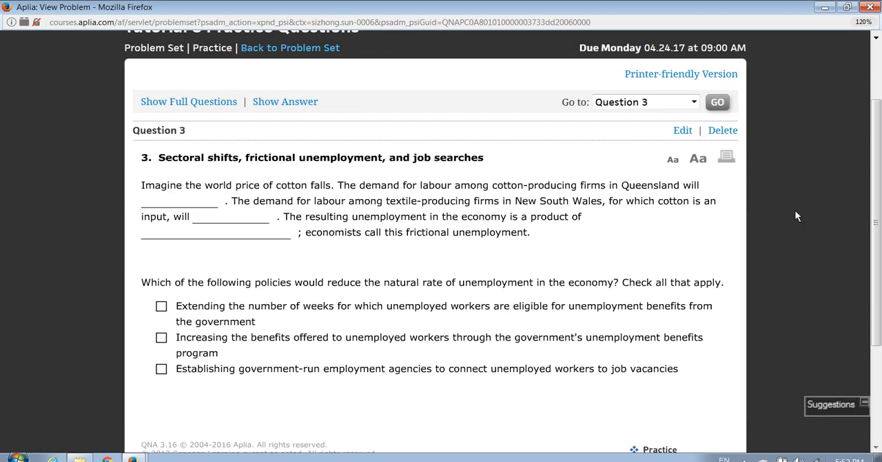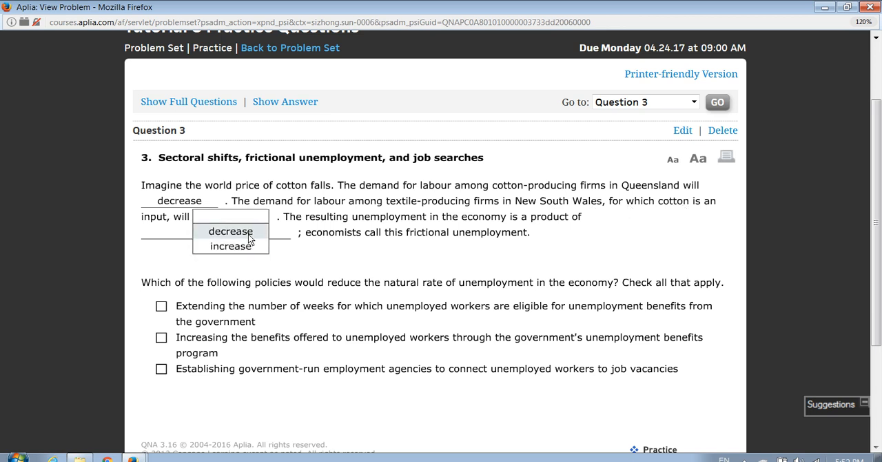Sectoral shift, frictional unemployment and job searches. Imagine the world price of cotton falls. Demand for labor among cotton producing firms in Queensland will decrease. So now the cotton price falls, so the supply of cotton will fall, so firms will hire fewer laborers. The demand for labor among textile producing firms in New South Wales, for which cotton is an input, will increase.